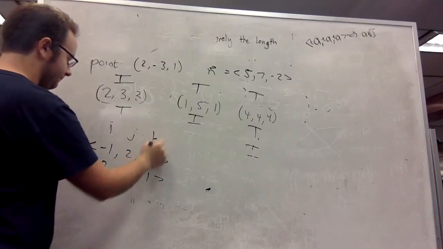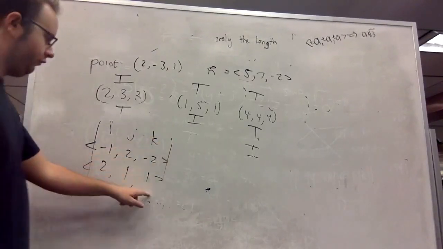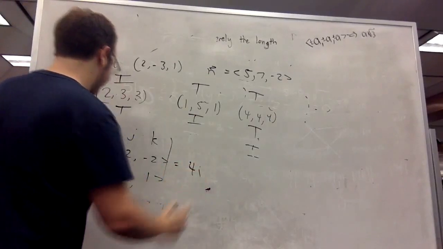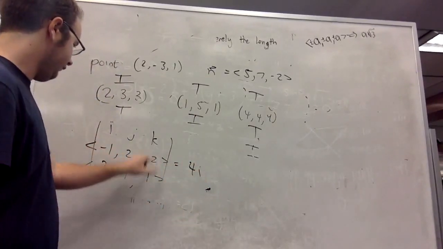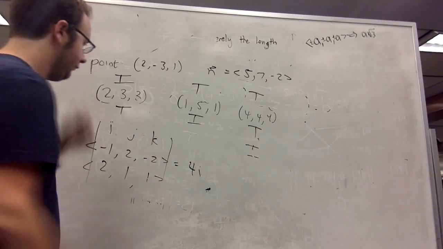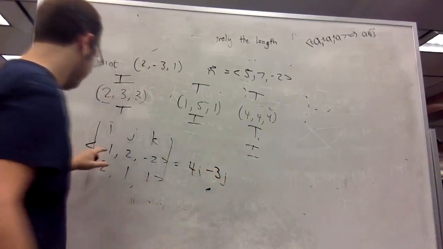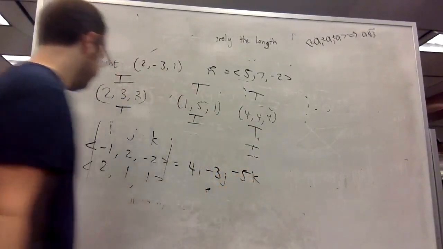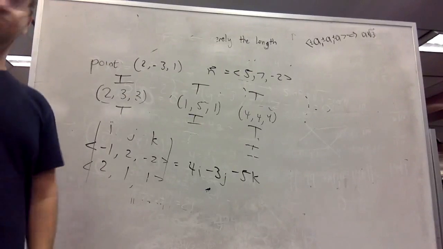i, j, k. 2 plus 2, 4, 4i. Negative 1 plus 4, 3... minus 1 plus 3, minus 3. Okay. Negative 1 minus 4, minus 5. Okay, that's my normal vector.